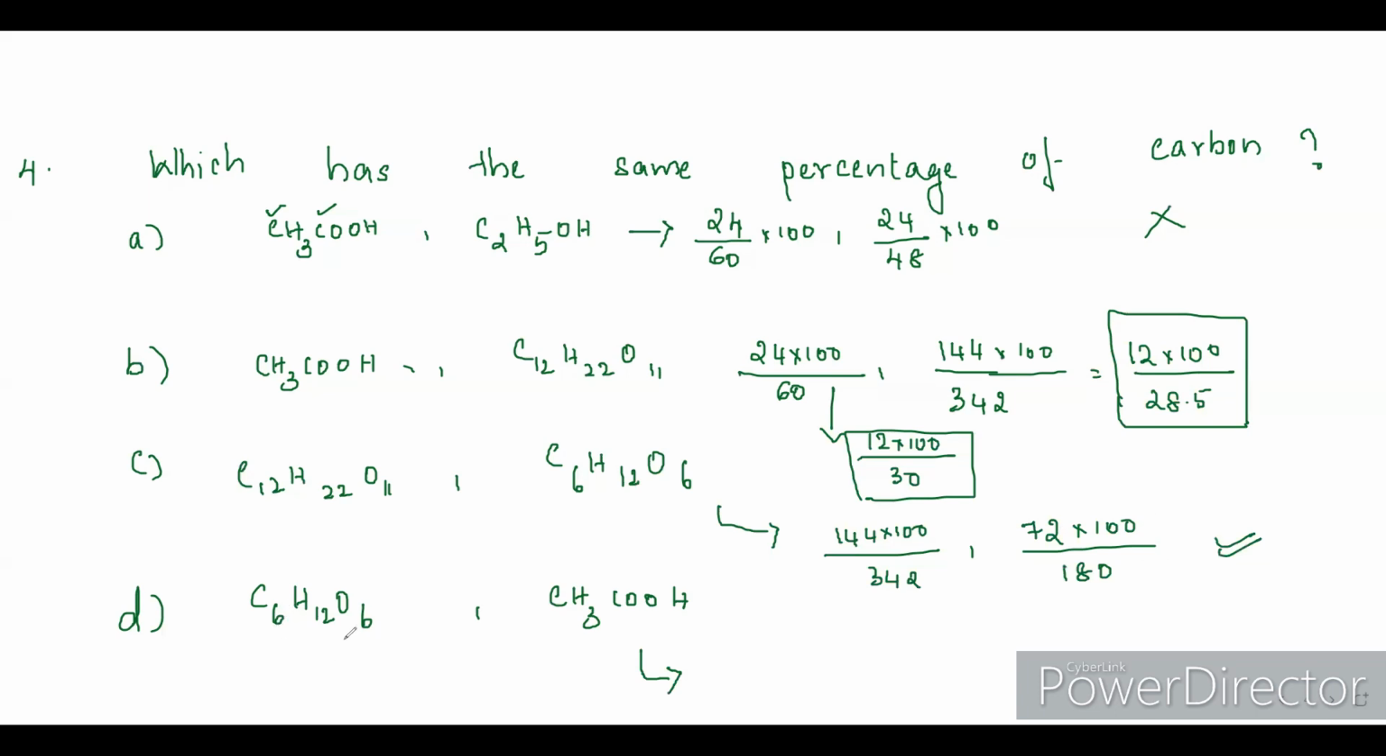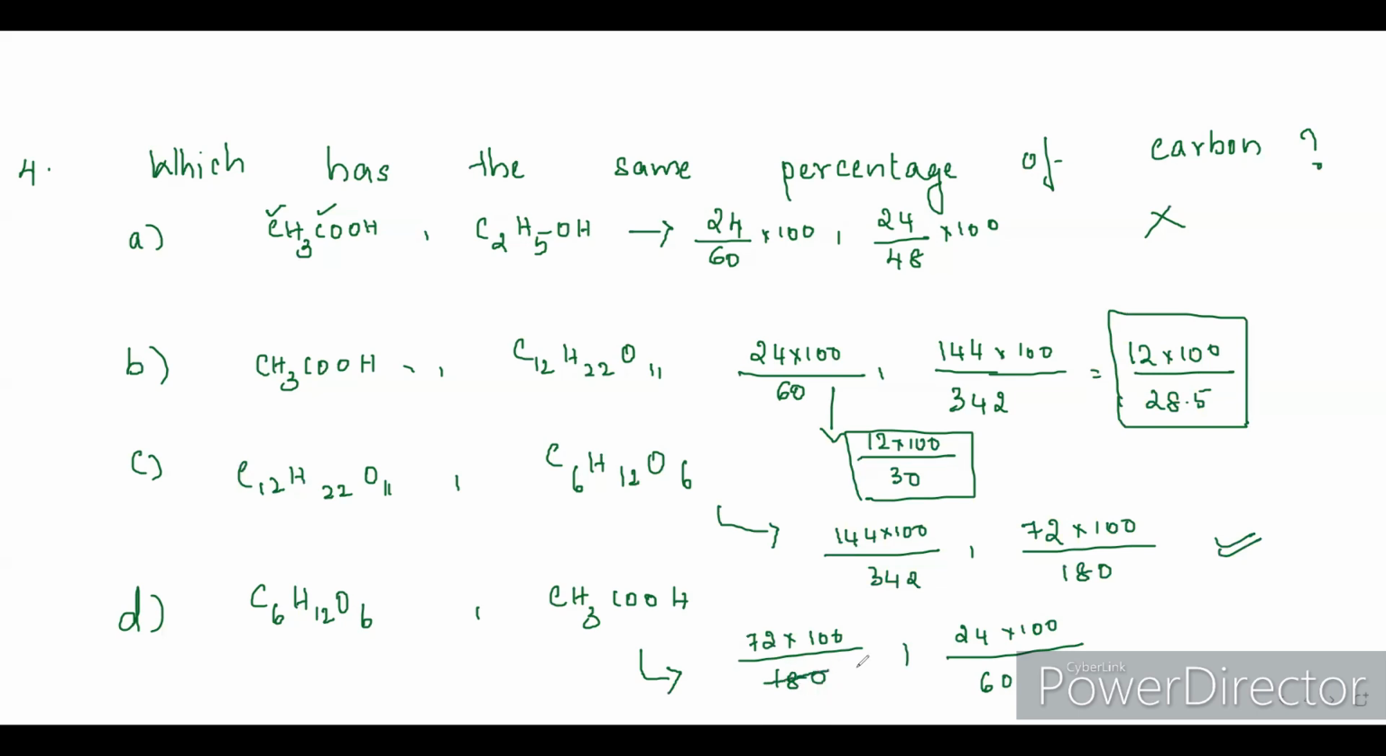Now, moving on to option D, C6H12O6. So that is 72, right? 72 into 100 by 180. And acetic acid is 24 into 100 by 60. Now, let us make the denominator the same, 60 and 180.